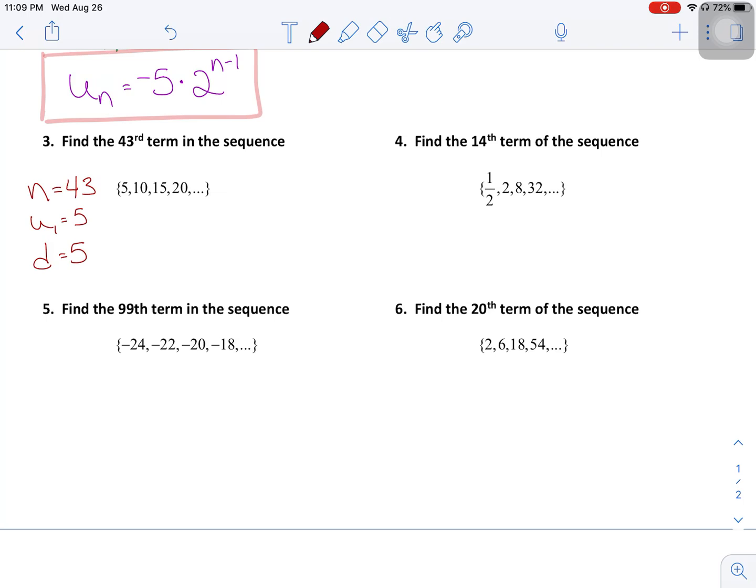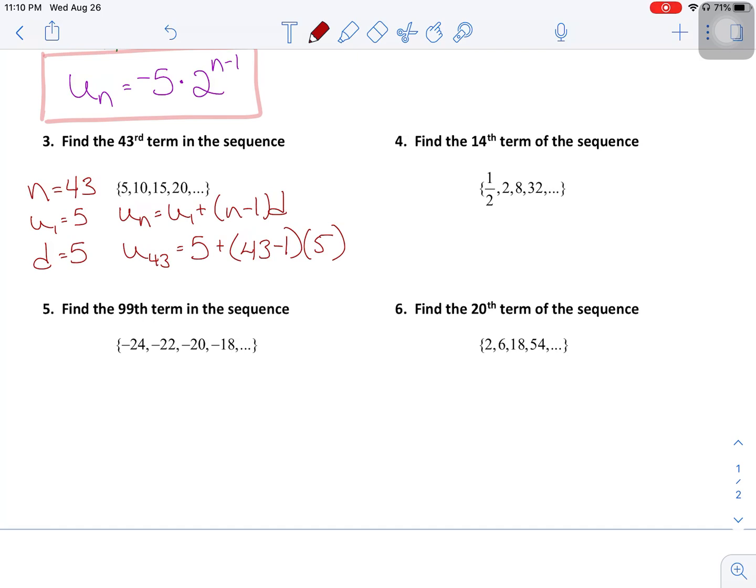As soon as I say common difference, you should be thinking of that arithmetic equation. So u sub n is equal to u sub 1 plus n minus 1 times d. And I'm looking for the 43rd term. So my first term was 5, plus my n value is 43 minus 1, and then my d value is 5. So I'm going to grab my handy-dandy calculator.